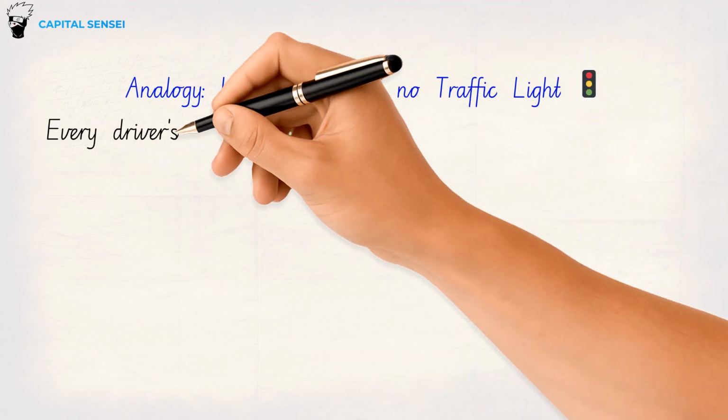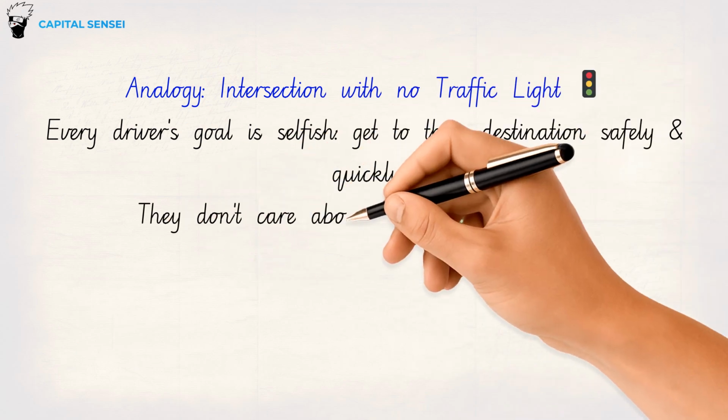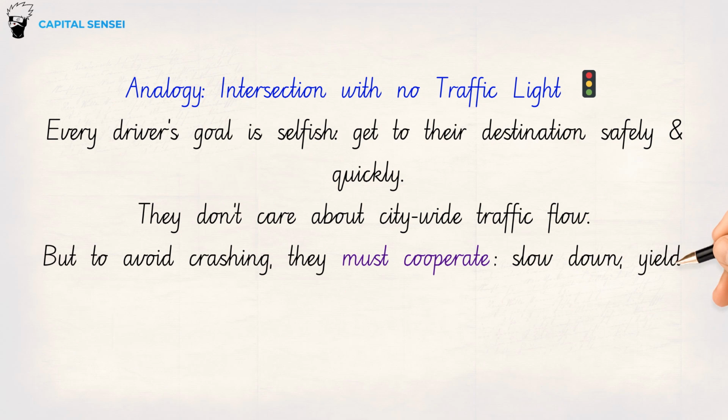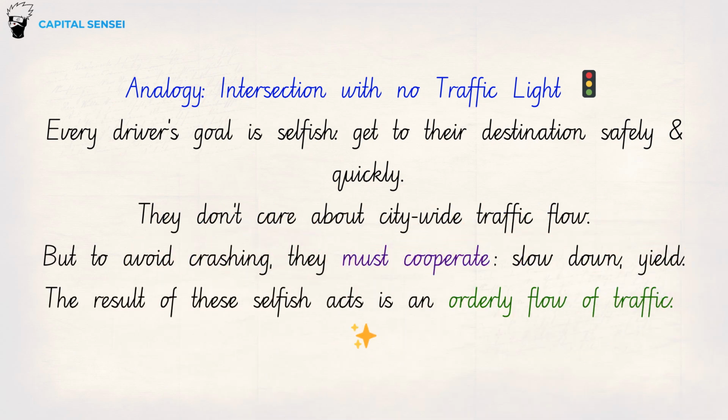Let's use an analogy. Think of a busy city intersection without a traffic light, but one where every driver's only goal is to get to their destination safely and quickly. They aren't thinking about creating a smooth flow of traffic for the whole city. They are thinking about themselves. But in order to achieve their selfish goal of not crashing, they have to pay very close attention to the other drivers. They slow down, they yield, they cooperate. The result of all these individual, self-interested decisions is an orderly flow of traffic. That coordination is the invisible hand at work.